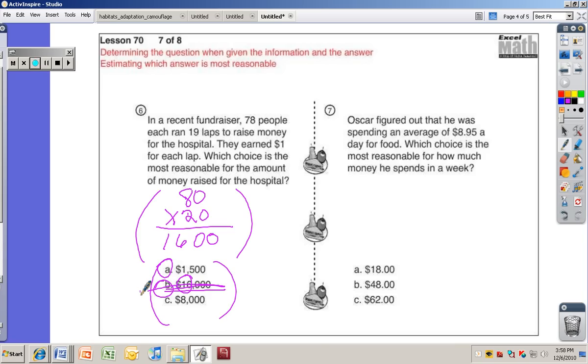Oscar figured out that he was spending an average of $8.95 a day for food. Which choice is the most reasonable for how much money he spends in a week? So if he's going to do it every day, $8.95, and then he's 7 days, that means $8.95 rounds to 9. He's going to do that for 7 days. 9 times 7, $63 in a week, and the closest choice there is 62.